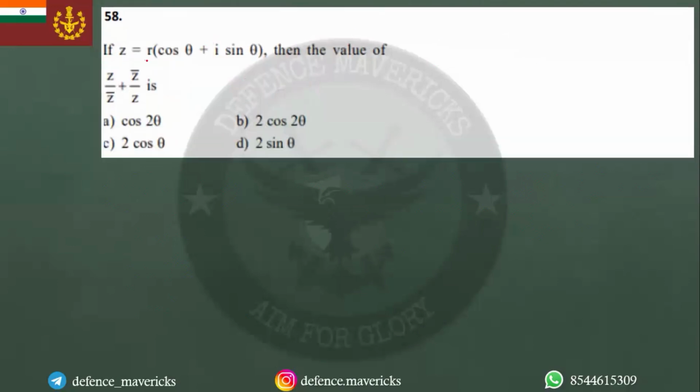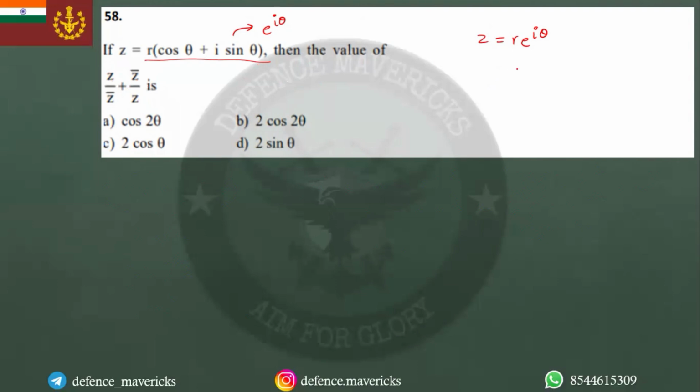Okay, now again z is r cos theta plus i sin theta. Also, this is called e power i theta. You must know this, right? So z is equal to r e power i theta. Now what they have asked is the value of z by z bar plus z bar by z.